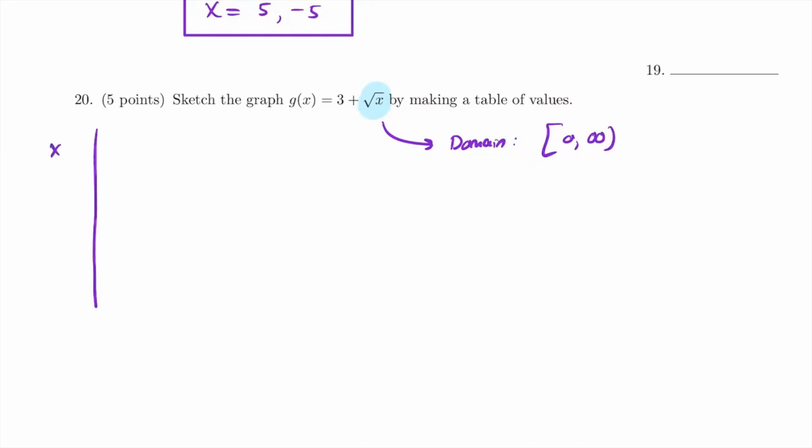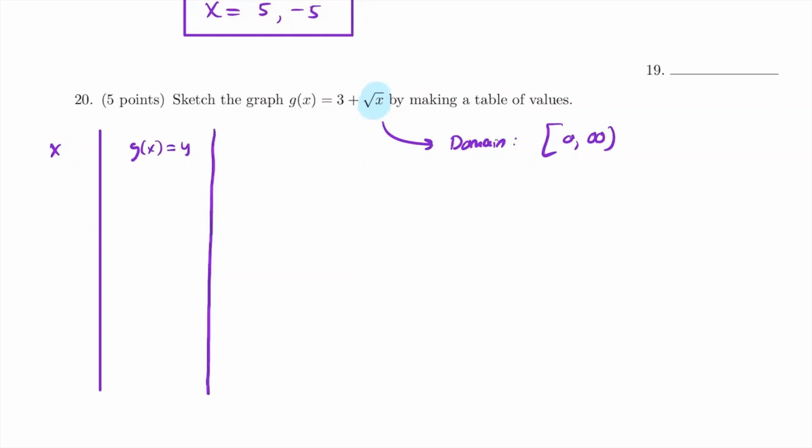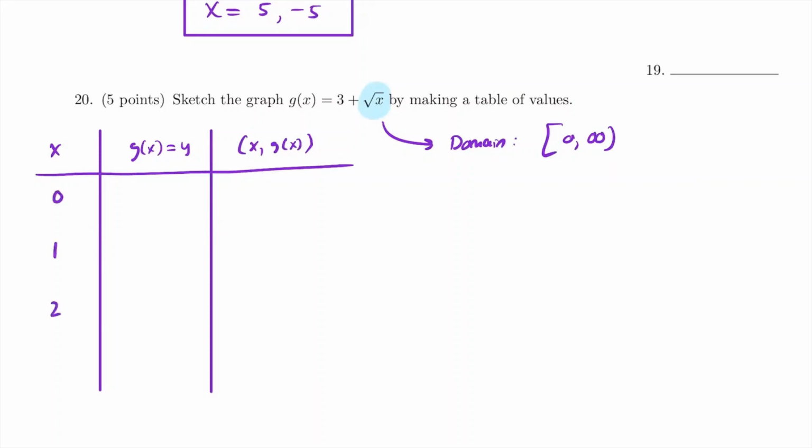So here's our table for the x column. Here's the g of x, which is your y values. And then you'll have your point x comma g of x or y. So let's start with 0 and then do 1, maybe 2. I want to do 4 next. And then you can keep going.